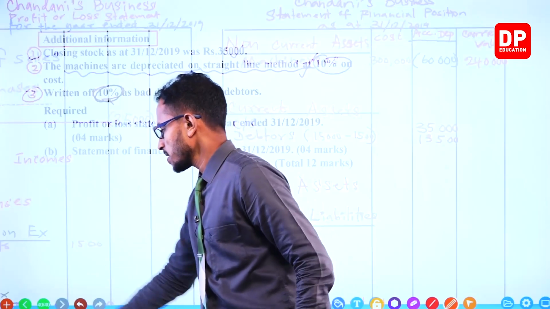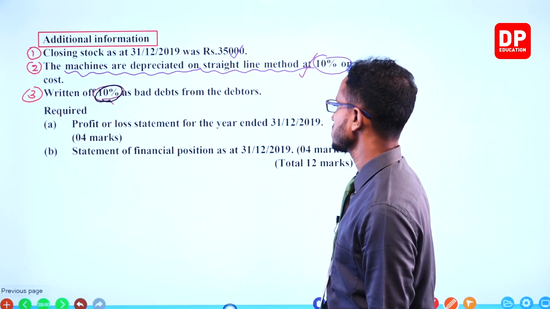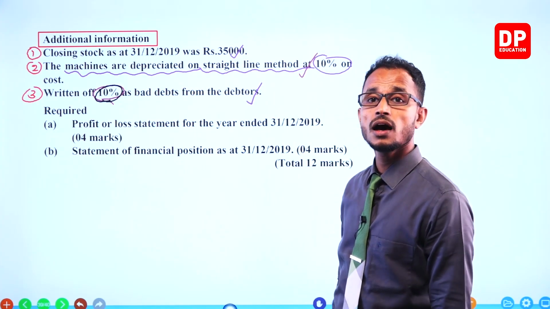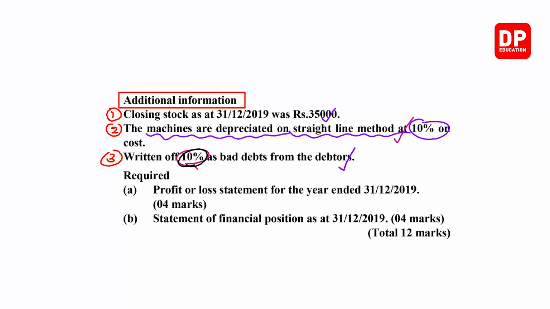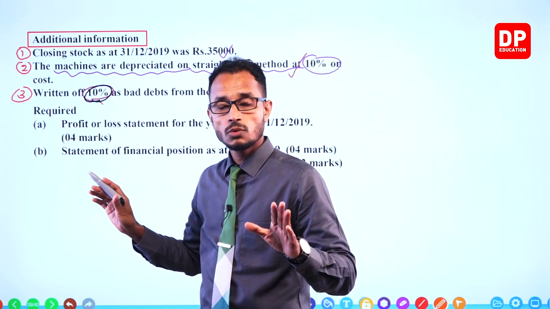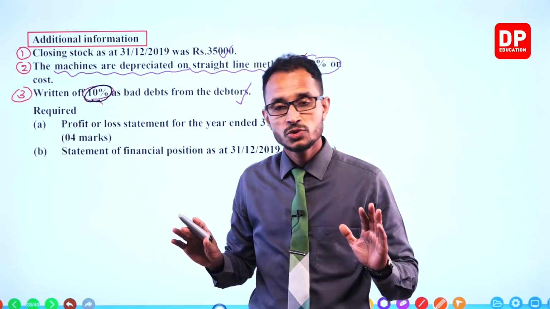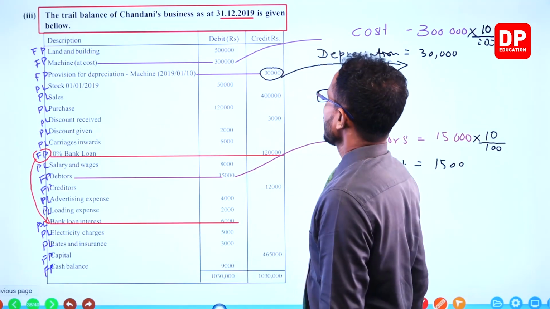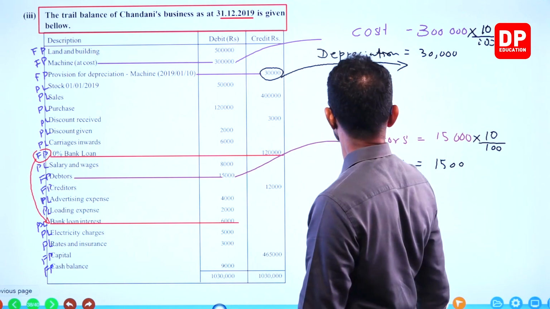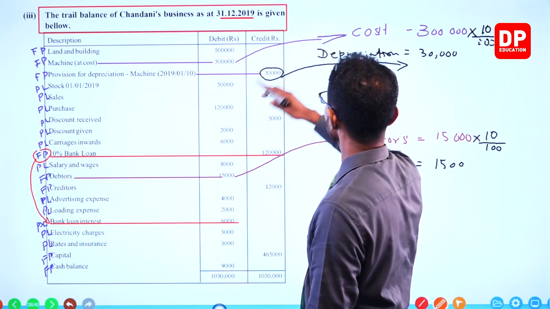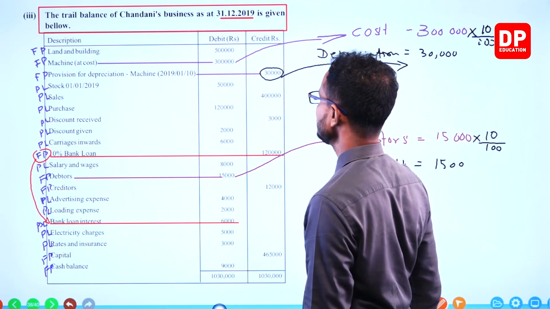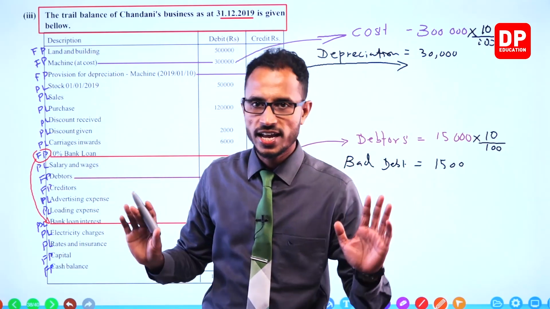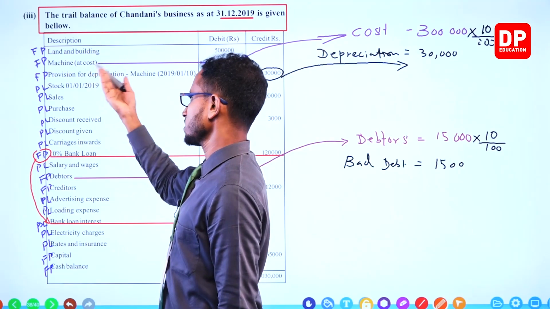Next. Oh, it's done. There is no next. All additional informations are recorded. Done. Now, the last step. Going to the trial balance items. Let's go. From top. Oh, something we forgot. We forgot the land and buildings. We didn't forget. Now only we are getting the trial balance items.